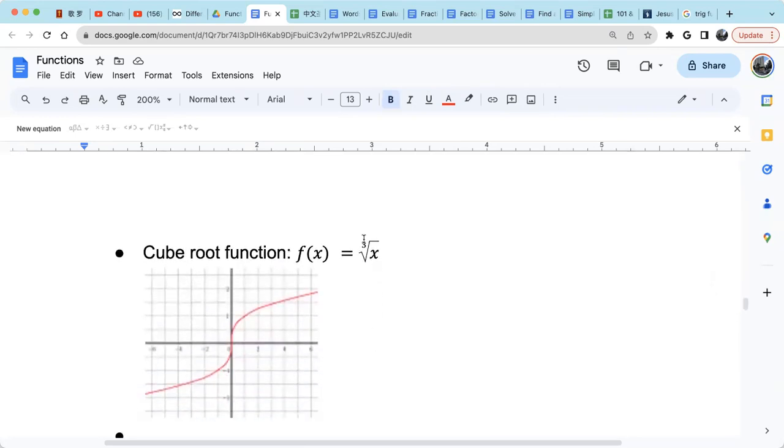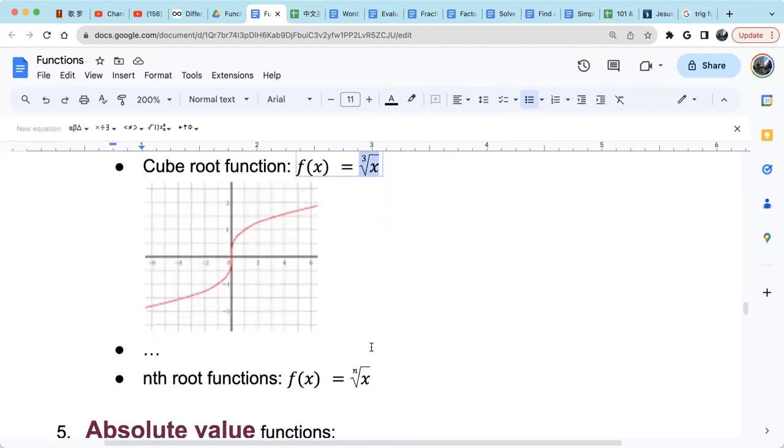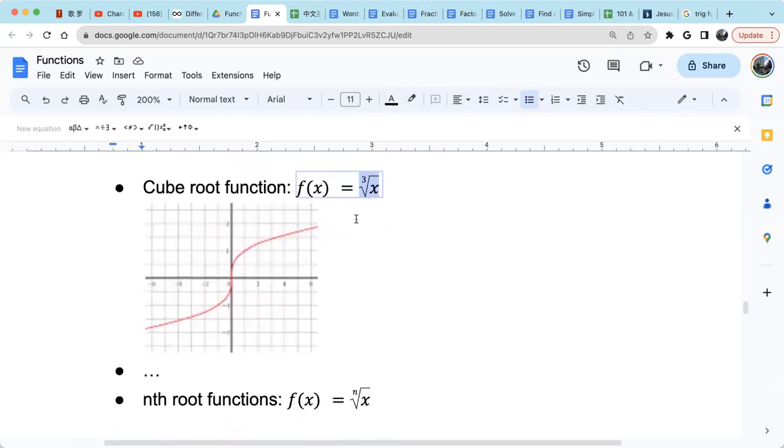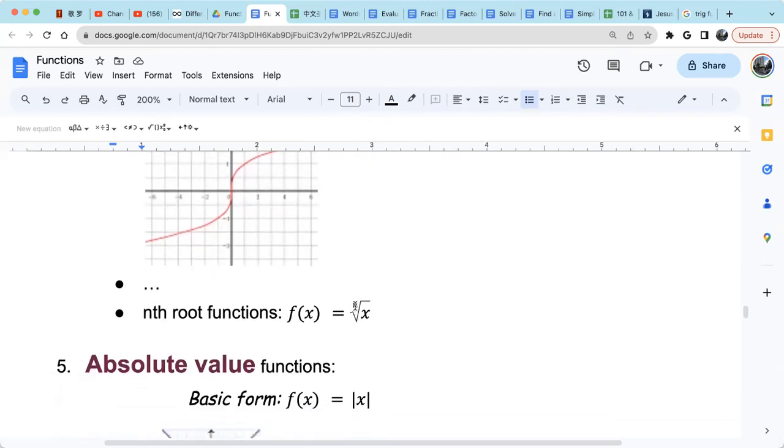Cubic root function. We see the index is 3, so cubic root of x. The graph looks like this. And the index can be any number. 3 can be 4, can be 5. So in general it can be nth. So these are nth root functions. Nth root of x.